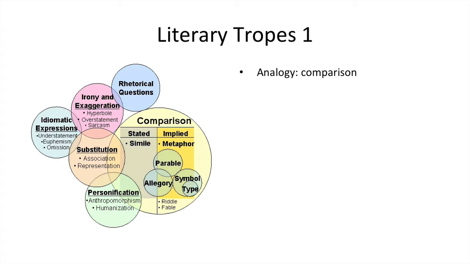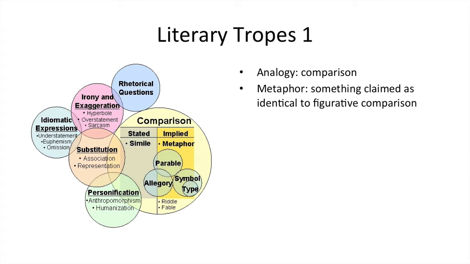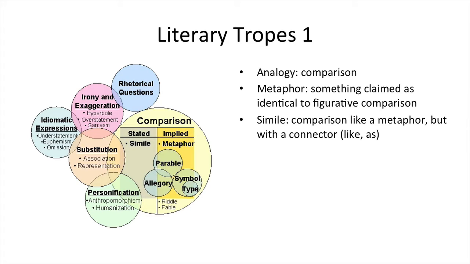Just some terms so that you know what they mean, and so that you might also be able to use these consciously. Analogy, that's another word for comparison. Metaphor is something claimed as identical to the figurative comparison, while simile is a comparison like a metaphor, but with a connector. For instance, the words like or as, so it's not claimed as identical. For instance, a metaphor is like saying that the backpack you're carrying weighs a ton. Saying it feels like it weighs a ton, that sounds more like a simile, not a metaphor.